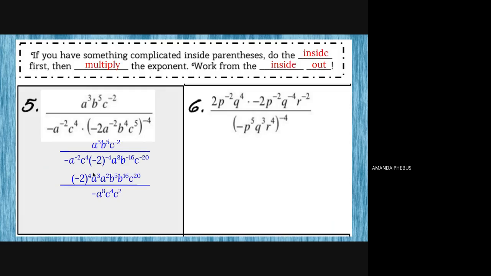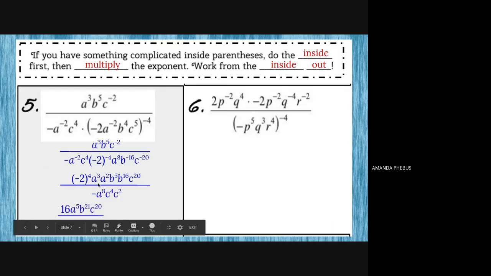Negative 2 to the fourth power is going to be 16. A to the fifth, 3 plus 2 is 5. B to the 21st, 5 plus 16 is 21. C to the 20th, and then negative 8, A to the 8th. Negative A to the 8th. There it is. There we go. And then in my denominator, I have c to the fourth and c squared. I added their exponents, and it's c to the sixth.